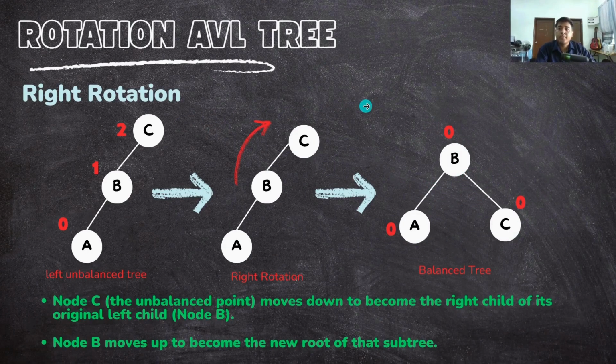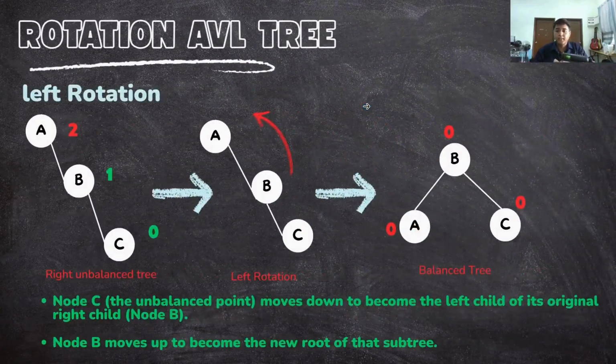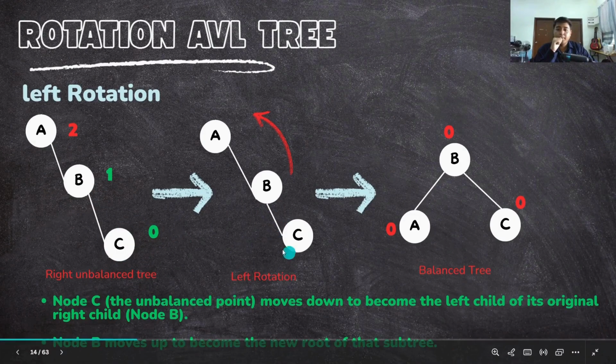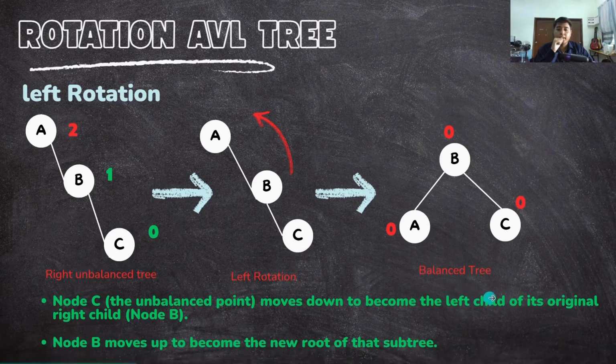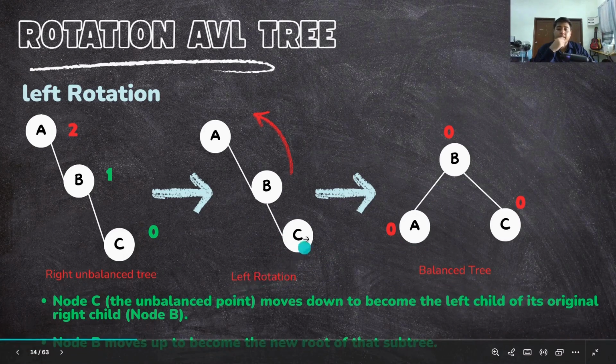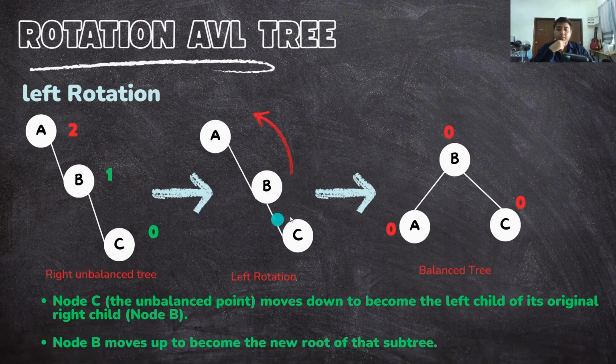The right rotation is the same as the left rotation. When the right unbalanced tree is as shown here, the node C, the unbalanced point, moves down to become the left child of its original right child, the node B. As we show here, the node B moves up to become the new root of the subtree.